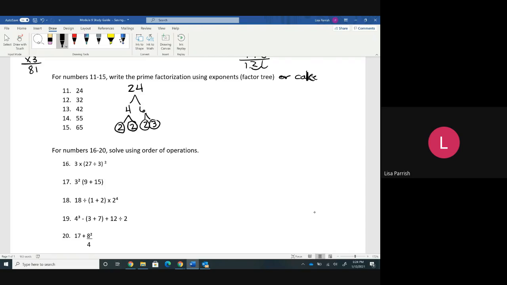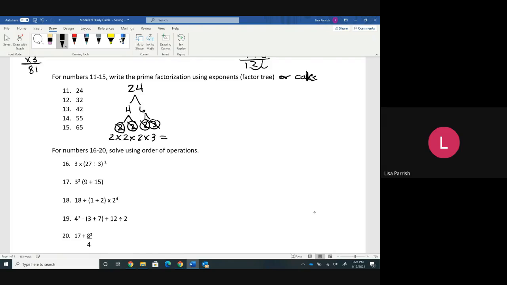So remember, you circle the prime numbers, you write them in order least to greatest. So 2 times 2 times 2 times 3. Okay, I had 4 circled numbers, I have 4 numbers written. So make sure now you're ready to write your final prime factorization.